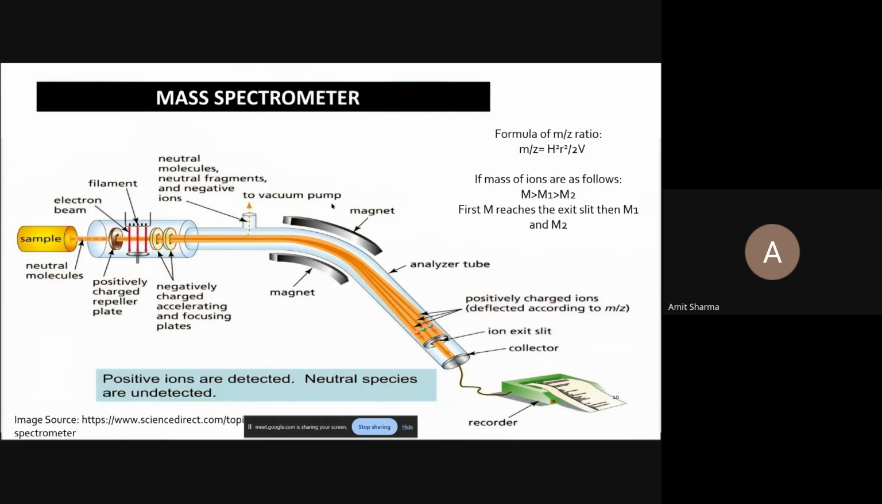This tungsten filament produces electron beams, and the potential is around 70 electron volt. These electrons bombard the sample molecules. When this electron hits the desired sample, let's say the desired sample molecule is M, an extra electron is knocked out. This results in M converting to an M plus ion with a free radical.